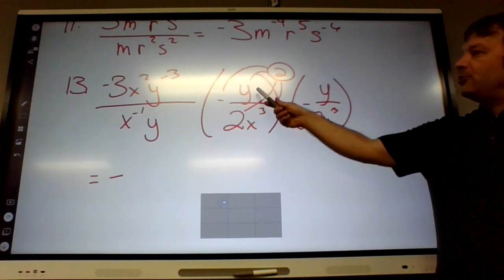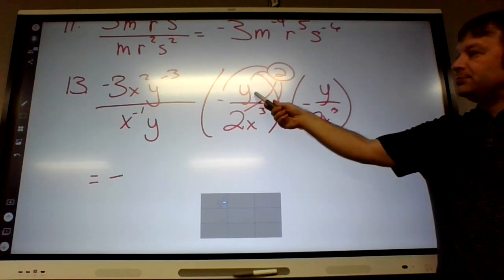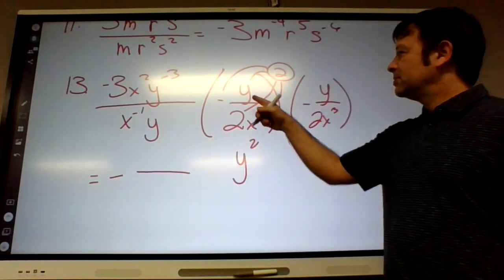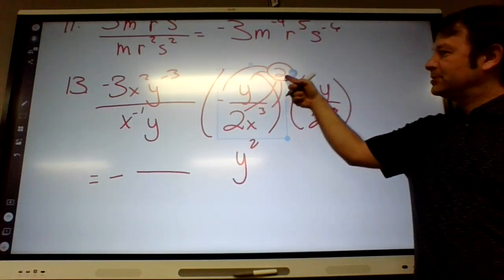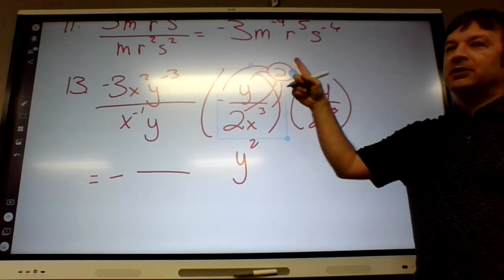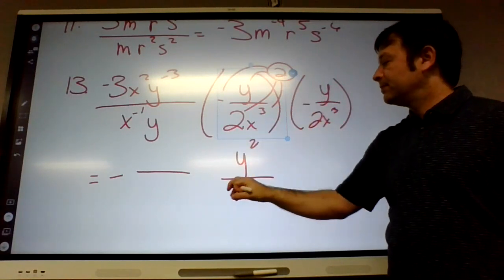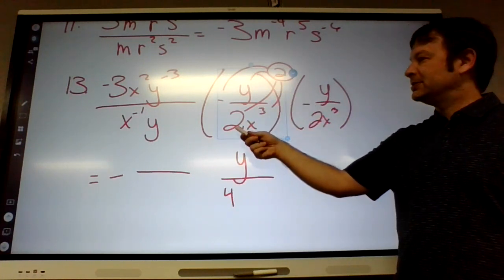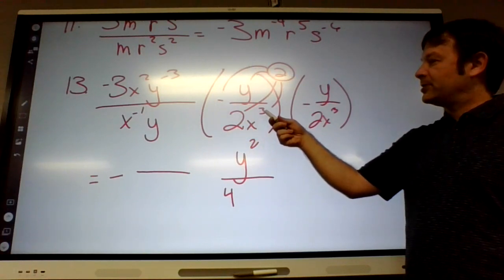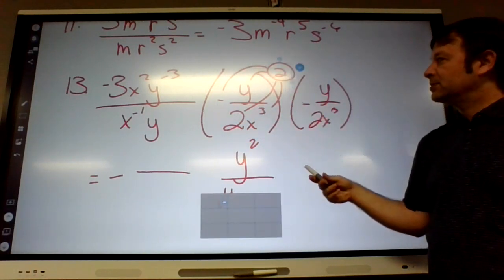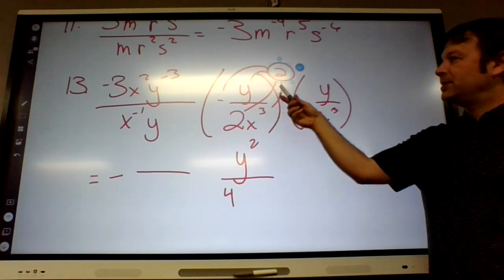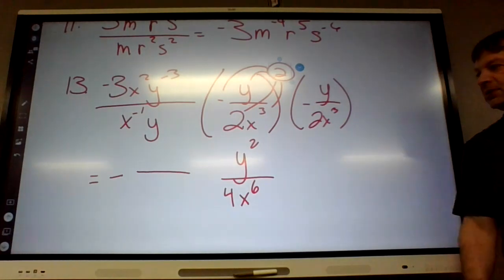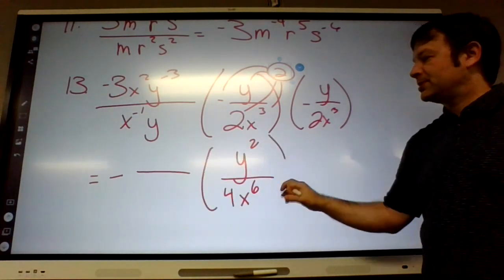All right, so what will this y turn into? Y squared. Okay, 2 squared is 4. If it was 3, it would be 3 squared, 9, not 6, right? Okay, what do we do with the exponents when we have a power to a power? Multiply. 3 times 2. Okay, that's the parentheses. Done.